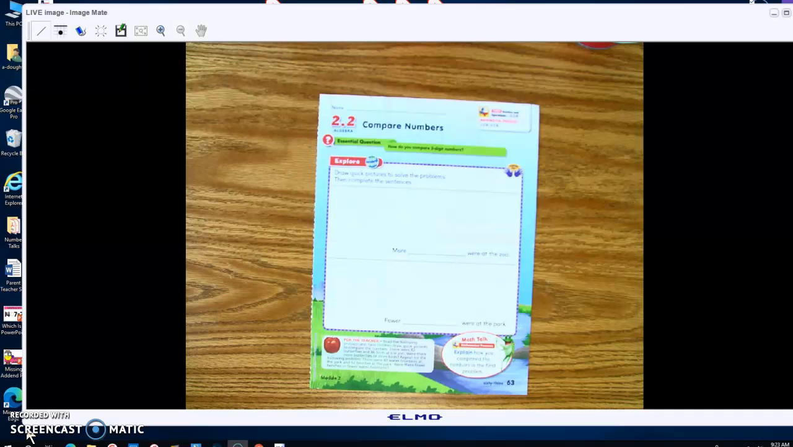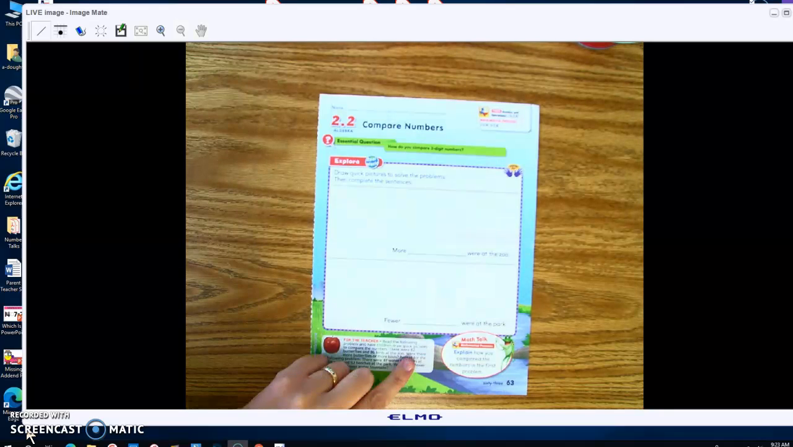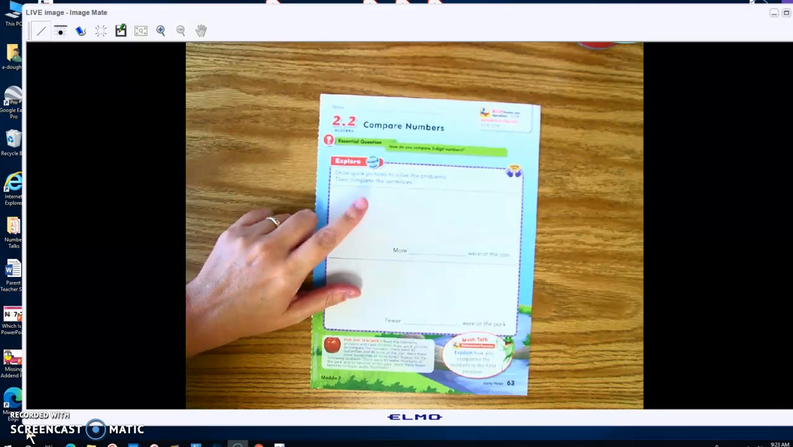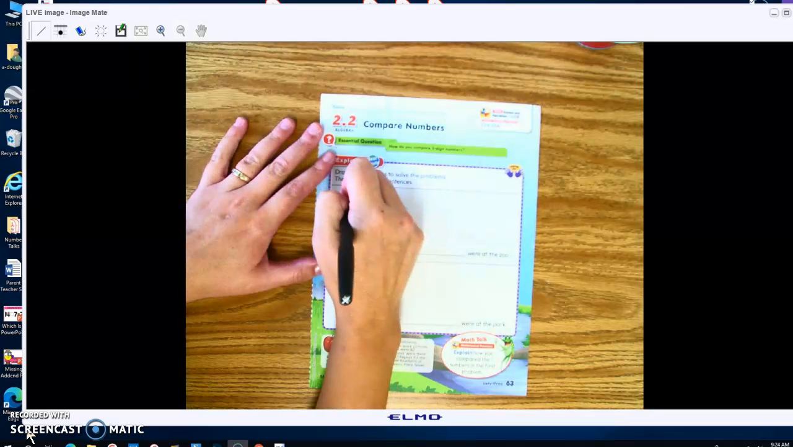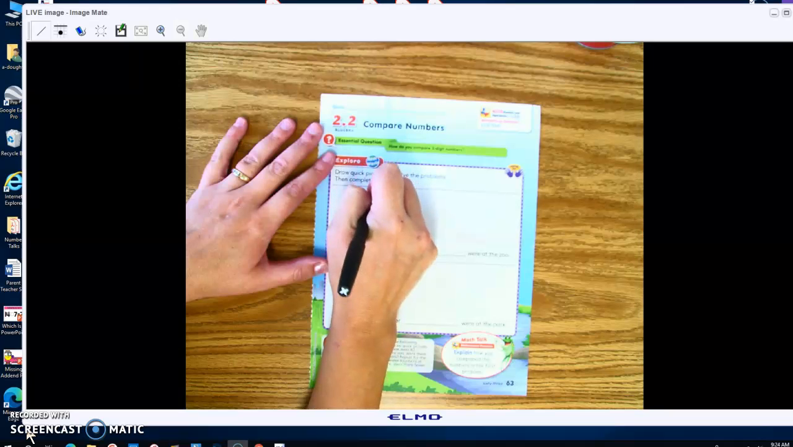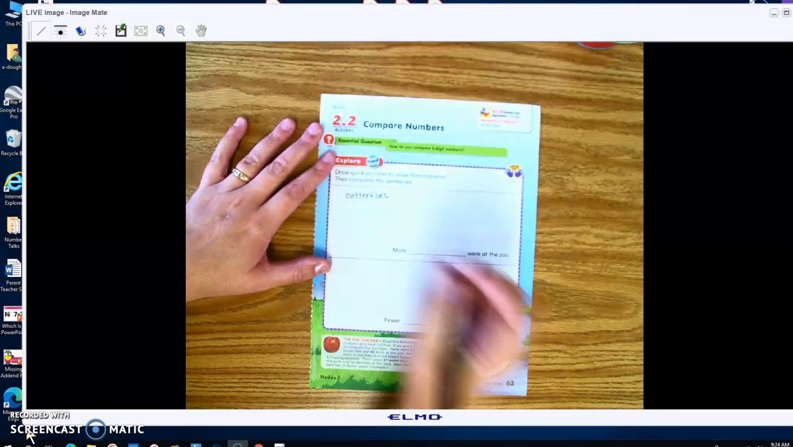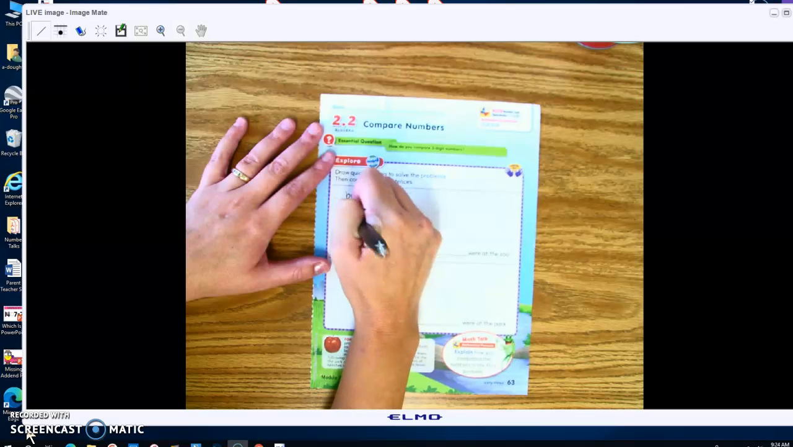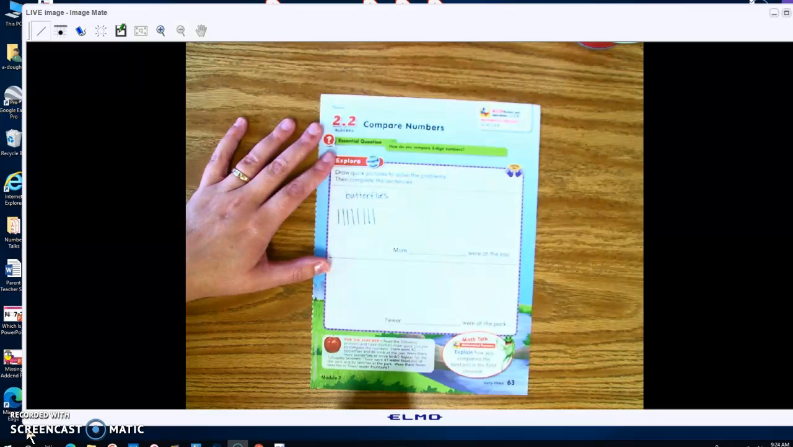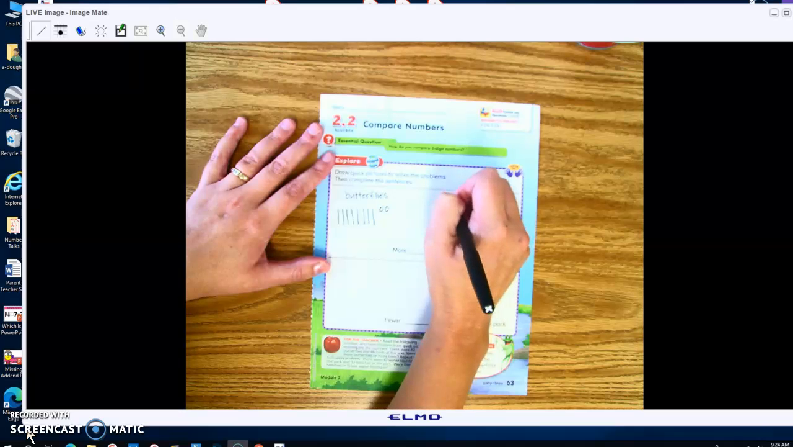All right, we're going to draw quick pictures like you did yesterday with our waffle or our hamburgers and our french fries and our tater tots. Okay, we did 82. So I want you to draw 82 up here. These are our butterflies. Okay, so I'm going to draw 82. 1, 2, 3, 4, 5, 6, 7, 8, 2. There were 82 butterflies. And over here I'm going to do birds.